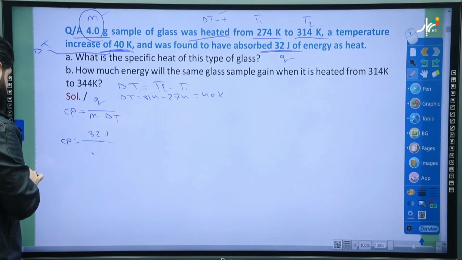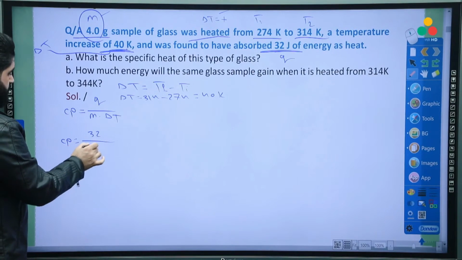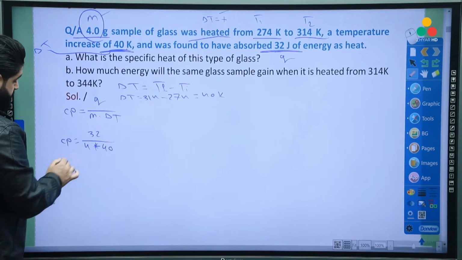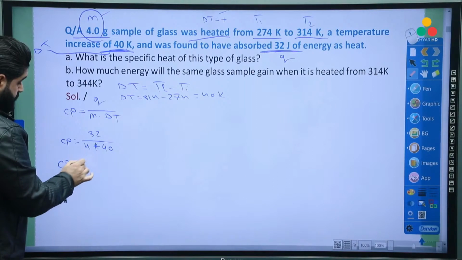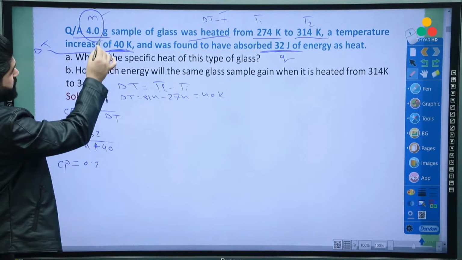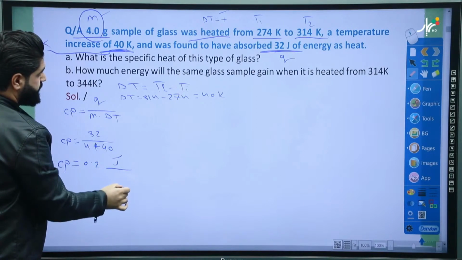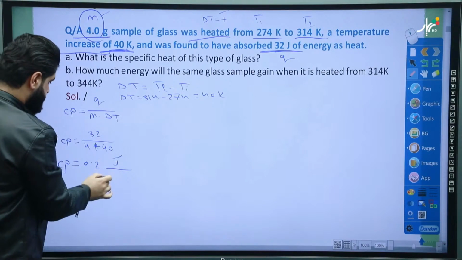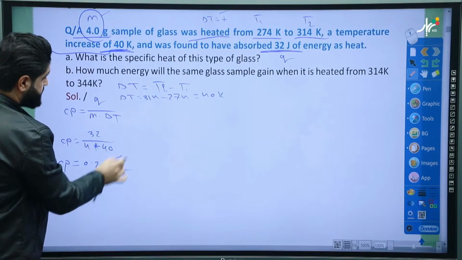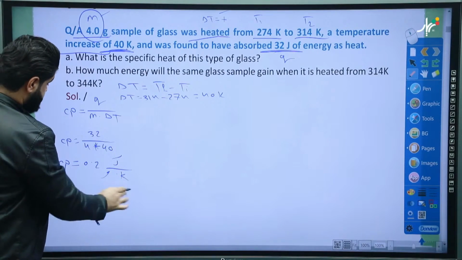Well, it doesn't need units. 4 times delta T, it's 40. So CP equals 0.2. Q is in units of joule per gram times Kelvin. This is CP.